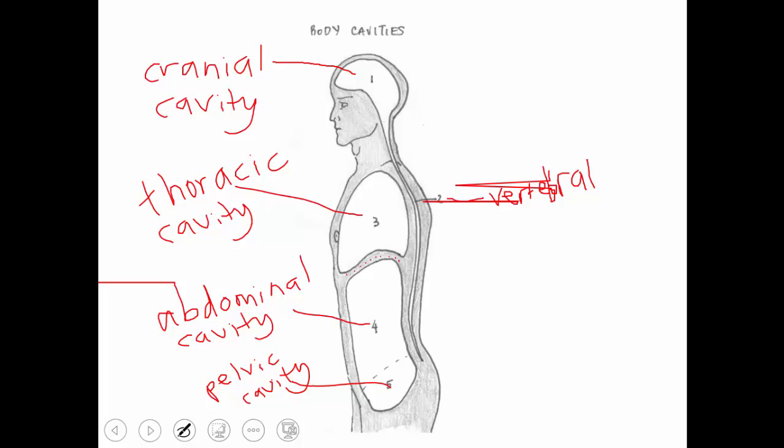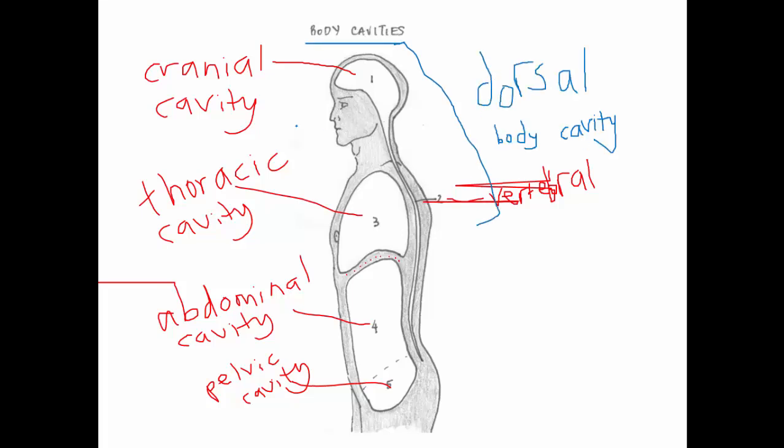Going back to the beginning of the video, the cranial cavity and the vertebral cavity are both on the dorsal side of the body, so these are making up the dorsal body cavity. And 3, 4, and 5 are on the front side, or the ventral side of the body, so they make up the ventral body cavity. So those are your major body cavities and the subcavities within them, and you should also have examples now of major organs that go within each of the cavities.